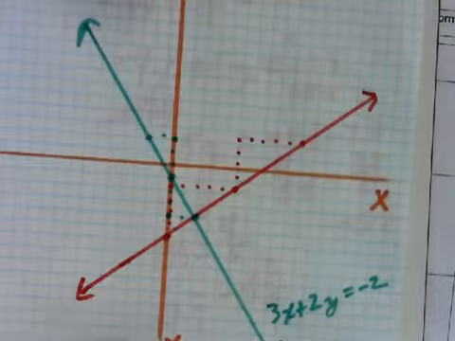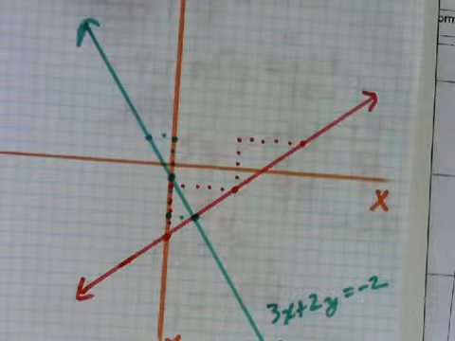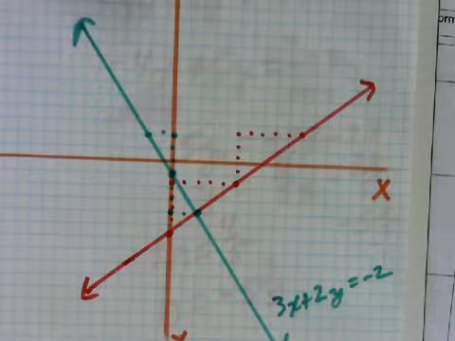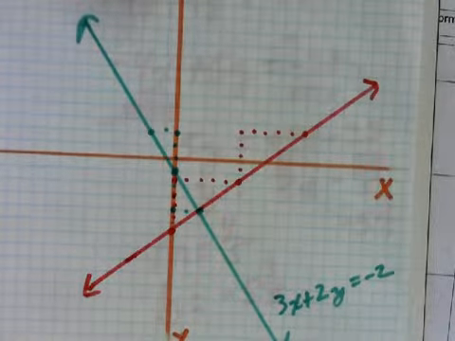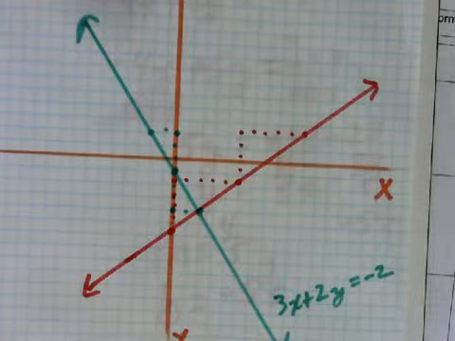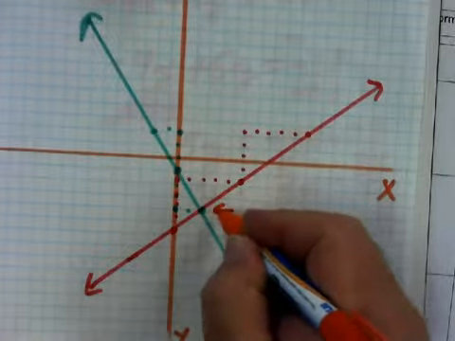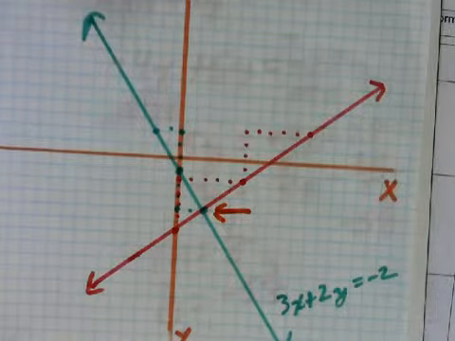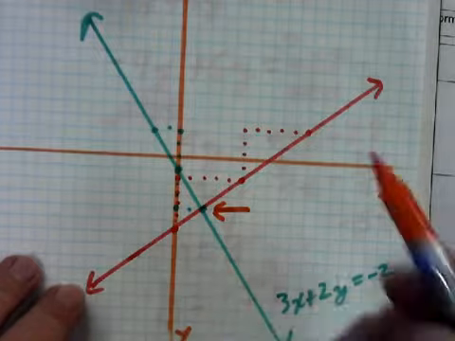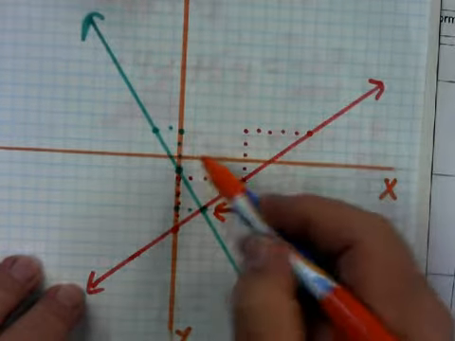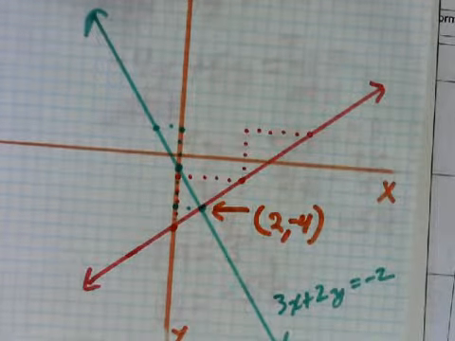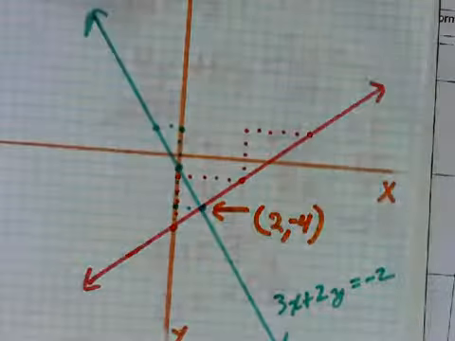How do I find the solution? What did I tell you earlier? It's the point where they cross. On this one, it happens to be nice enough that whenever you draw it, it crosses right there. If it crosses there, what is that point as an ordered pair? 2, negative 4. You have just solved two equations with two unknowns by graphing.